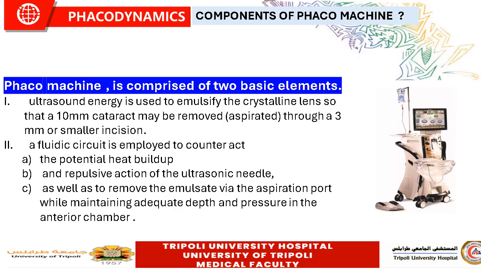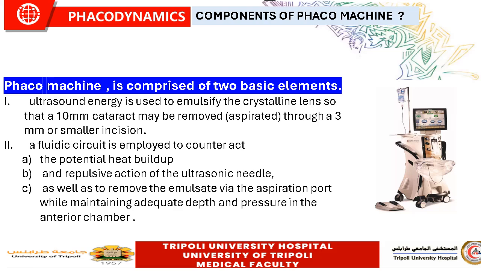Now, when we look at the basic structure of the Phaco emulsification machine, it is basically made up of an ultrasound delivery system and a fluid circuit. The ultrasound delivery system aims to emulsify the cataractous crystalline lens so that a 10 millimeter cataractous lens can be removed through a small wound ranging between 2 to 3 millimeter.